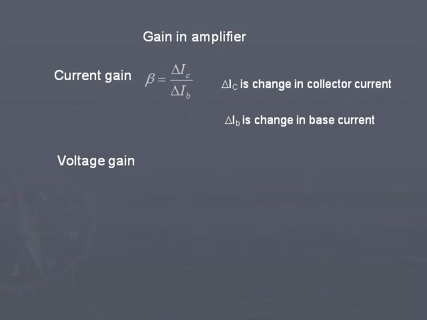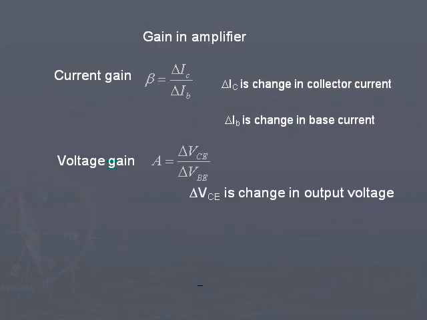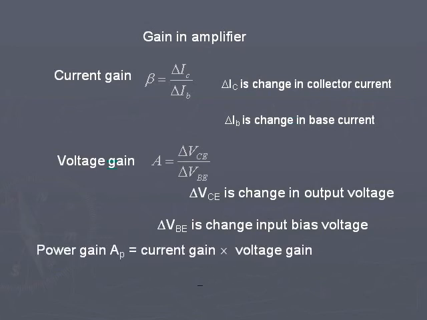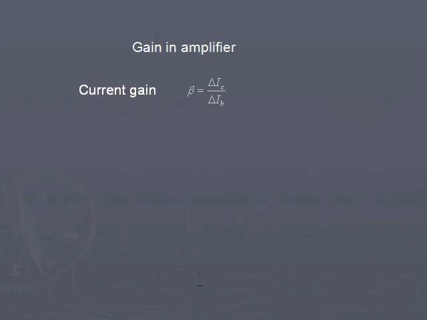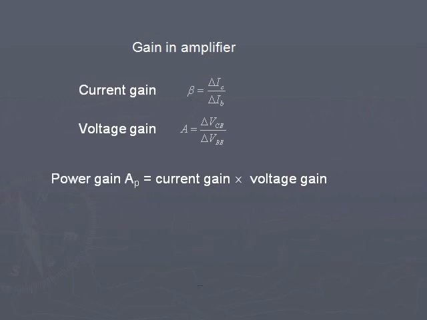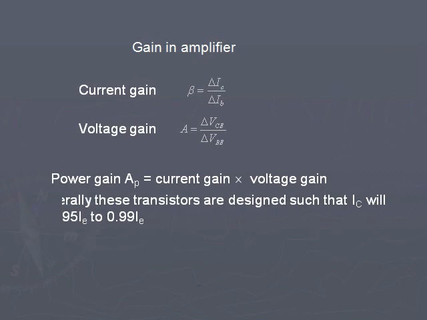And voltage gain is defined as the change in collector to emitter voltage, delta VCE divided by delta VBE. The ratio of delta VCE to delta VBE is termed as voltage gain, change in output voltage to change in input voltage. Voltage gain is indicated with capital A. Power gain is indicated with AP. It is equal to current gain into voltage gain. So by calculating current gain and voltage gain, we can calculate the power gain of the transistor.